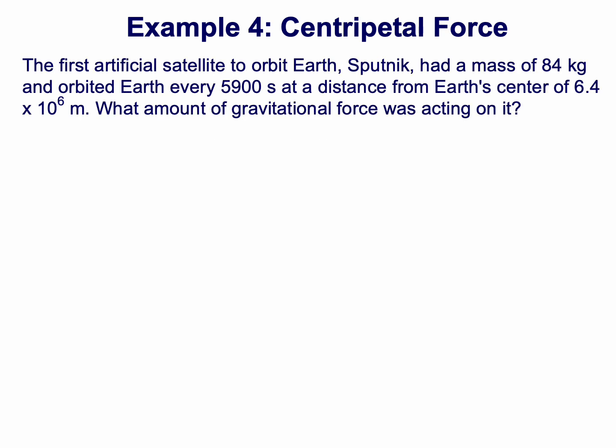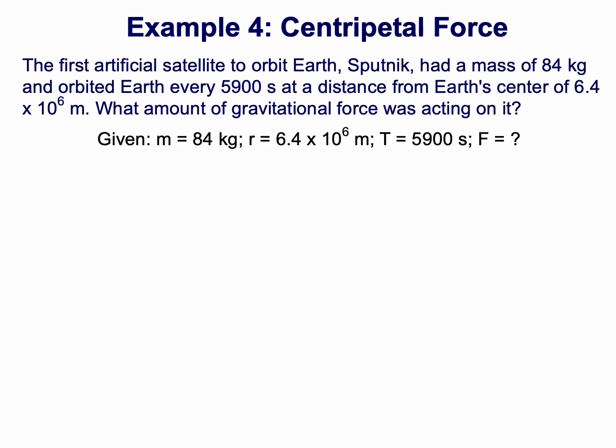So here's something a little more interesting. The first artificial satellite to orbit the Earth, Sputnik. I don't know if you guys have heard about that in Mr. Little's class or not. But it was about 84 kilograms, and it orbited once every 5,900 seconds, almost 6,000 seconds. And it's at a distance of 6.4 times 10 to the second meters.